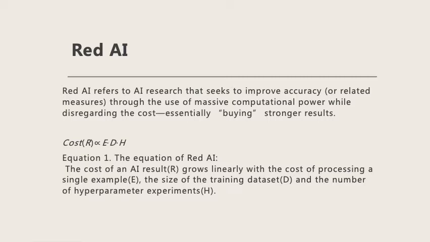Now let me introduce the red AI. The first question is what is the red AI? Red AI refers to AI research that seeks to improve accuracy through the use of massive computational power while disregarding the cost, essentially buying stronger results. There is the equation of red AI. All the meanings of the letters are shown here.